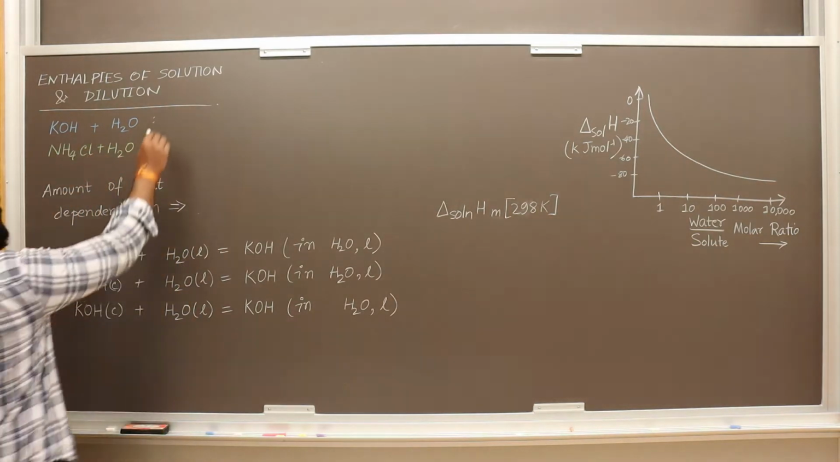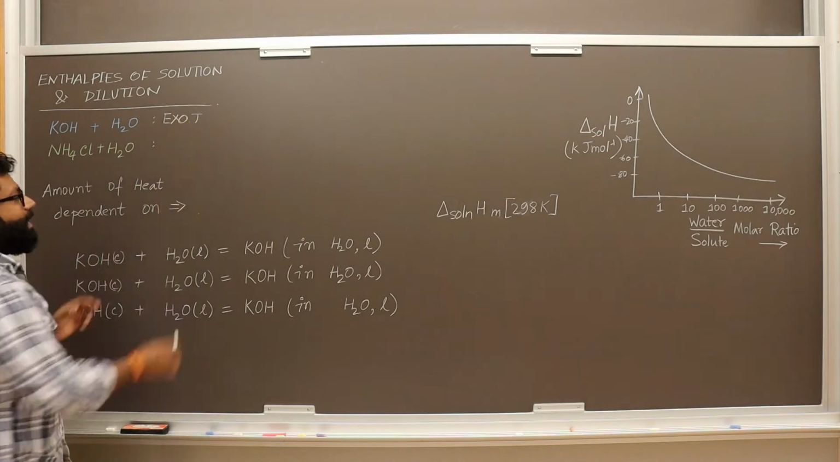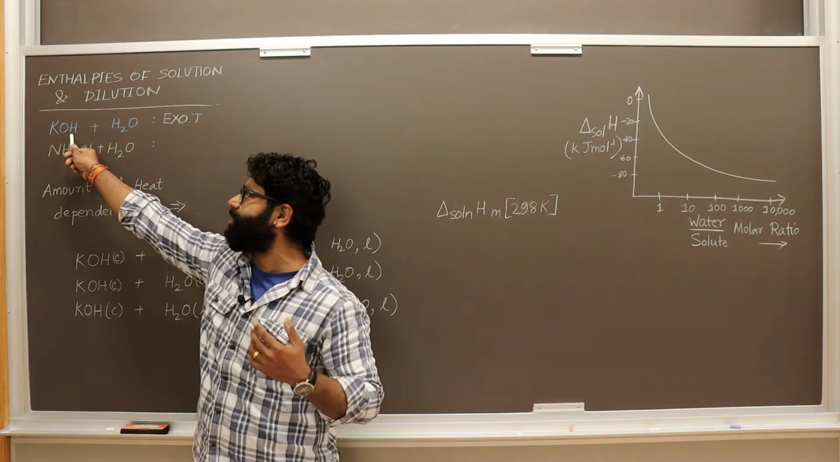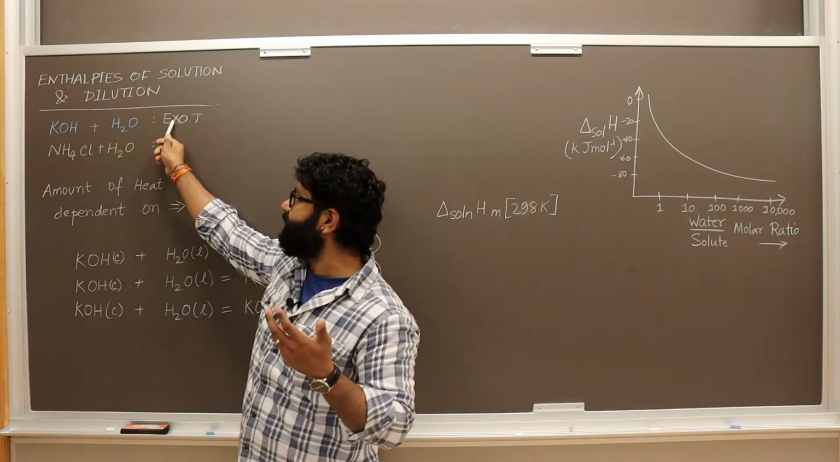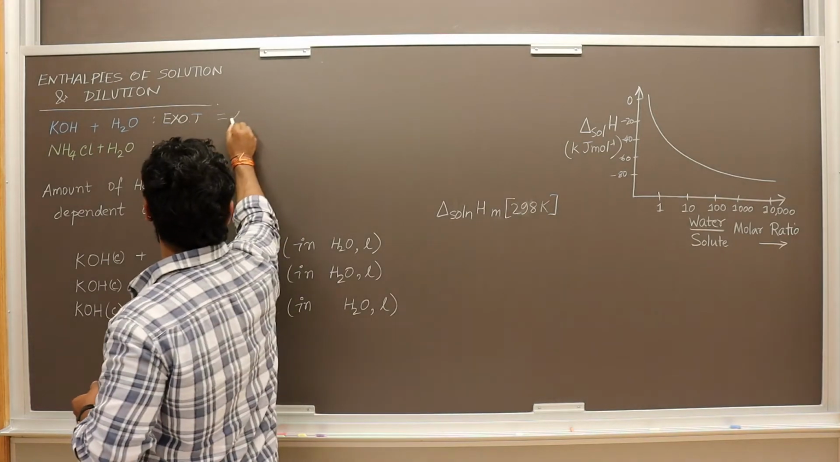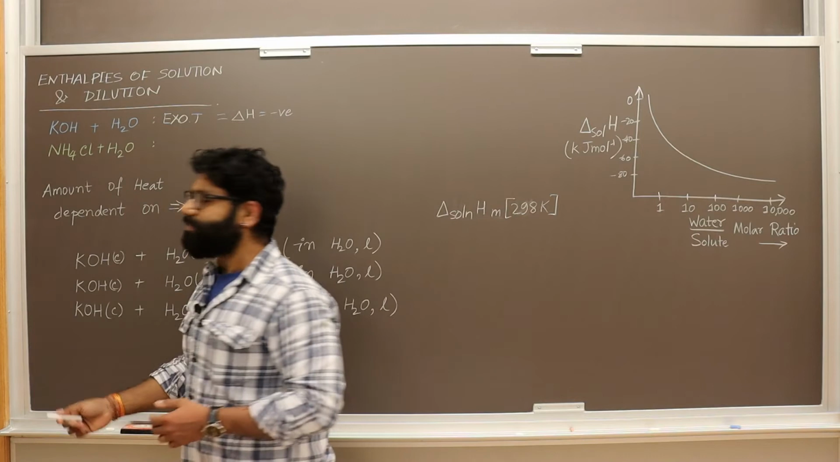So this is an exothermic process, and it releases heat when this reaction goes forward. So when potassium hydroxide dissolves in water, it releases heat and you feel the warmth. In here the delta H will be negative.